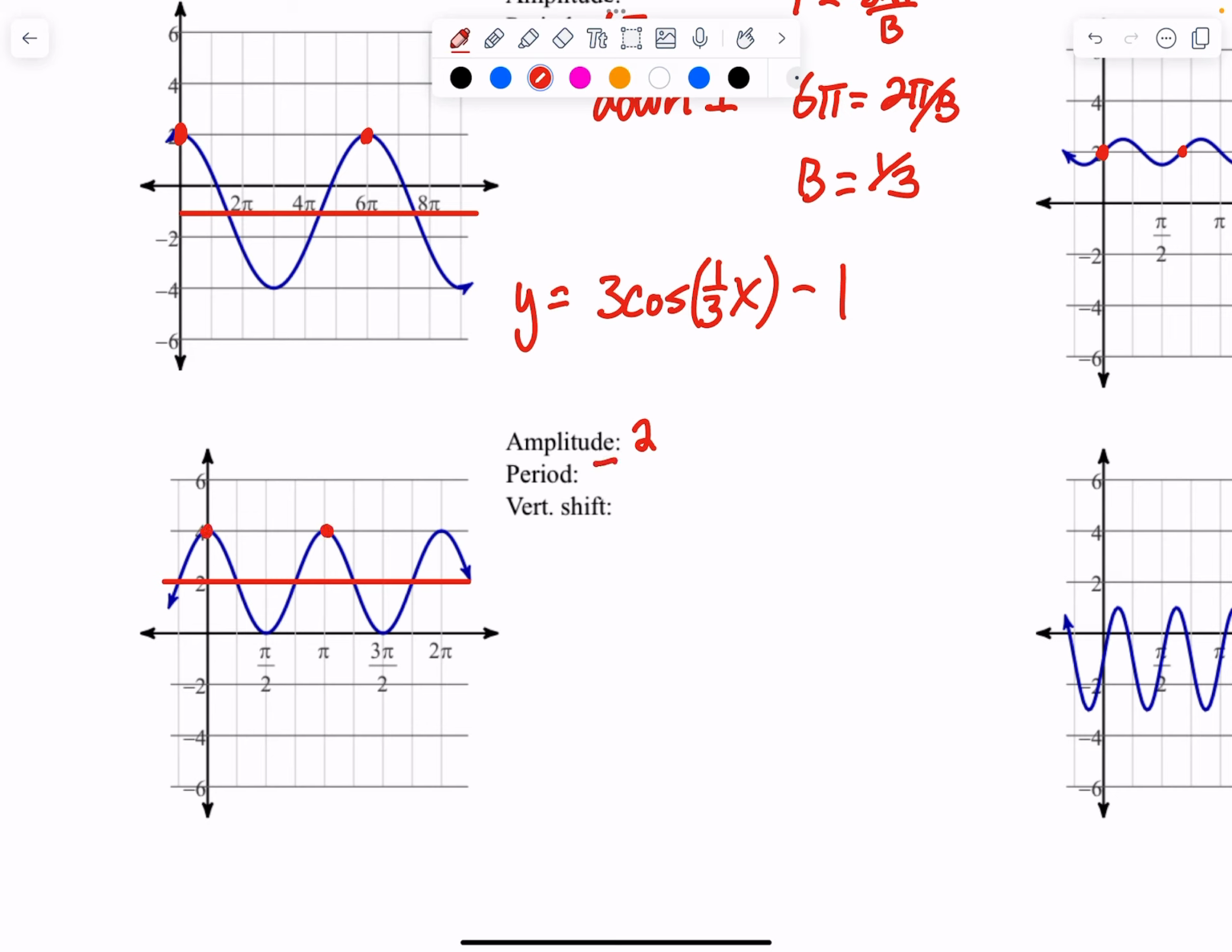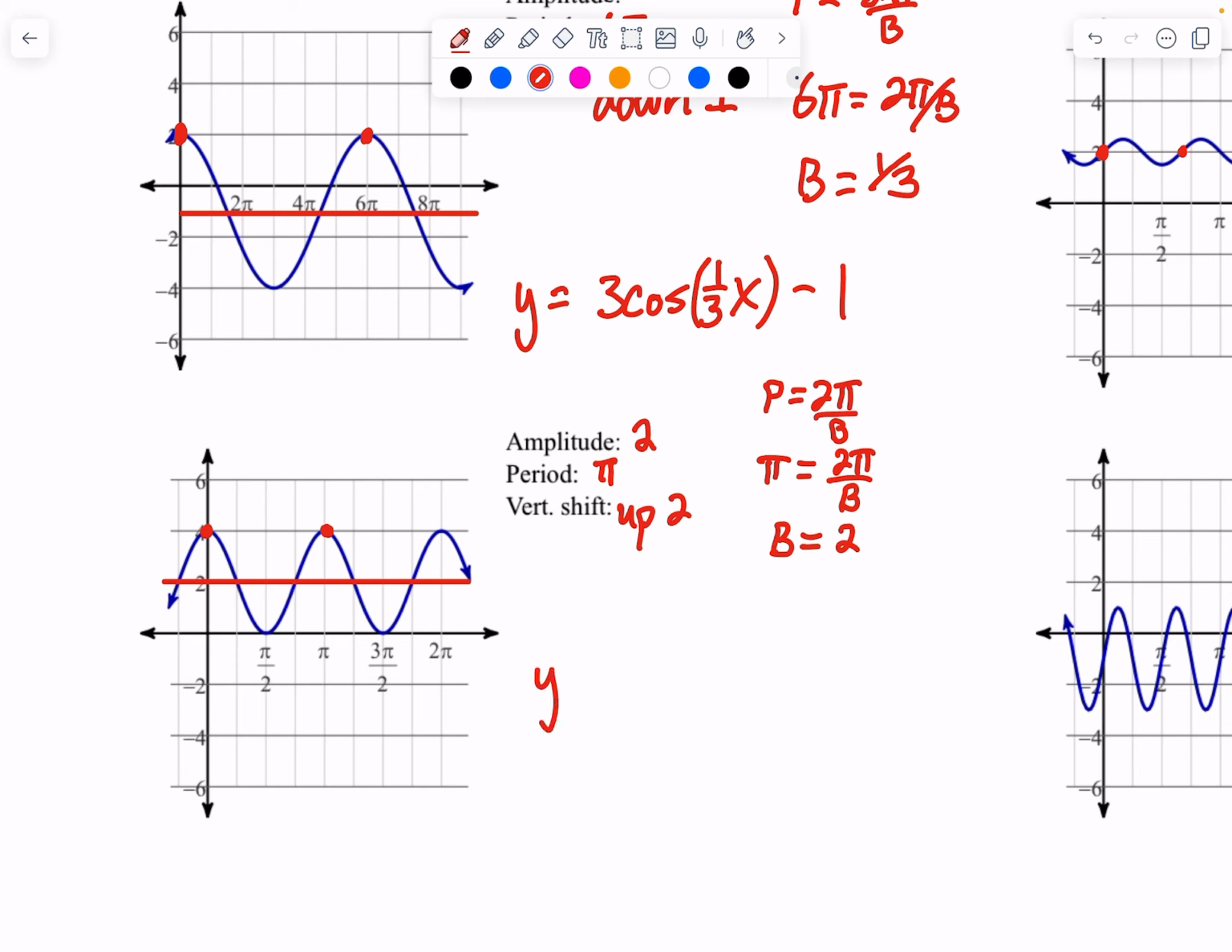Cool. It's a pi. So I could do period equals 2 pi over b. So pi equals 2 pi over b. I multiply by b, divide by pi, I get 2. And then I can see the vertical shift, this whole thing moved up 2. I see that it starts above the midline, and since it starts above the midline, that tells me it is a cosine.